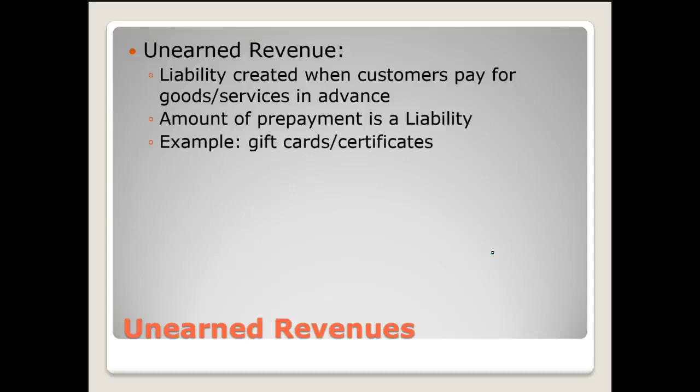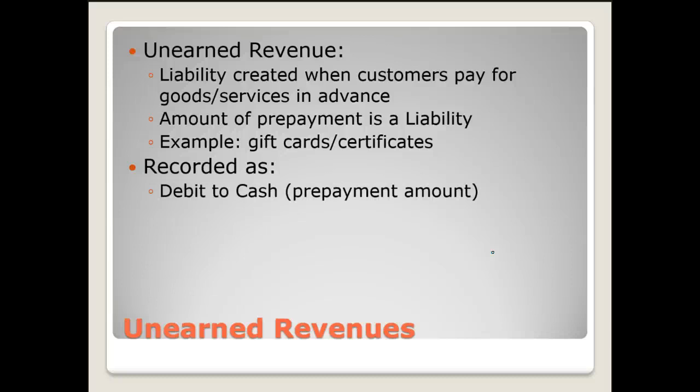And I'm sure you're quite familiar with those. If you've had a recent birthday, or if you remember Christmas or a wedding, you know that these are very popular. And businesses have to be careful on how they deal with this unearned revenue. It's recorded as a debit to cash because someone purchased the gift card from the business. That's the prepayment amount. And then there's a credit to unearned sales revenue.